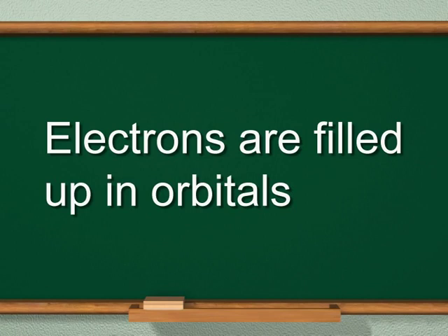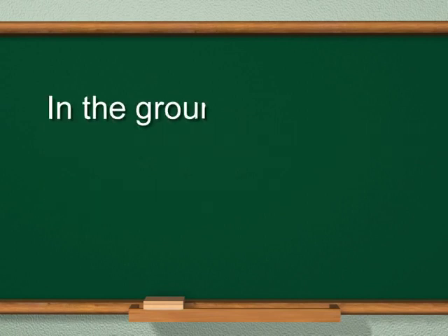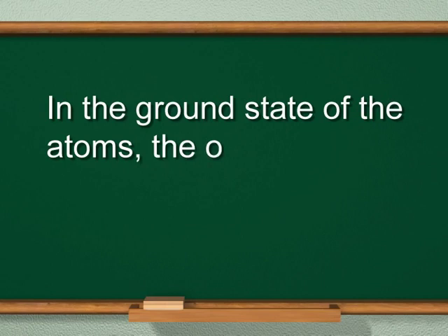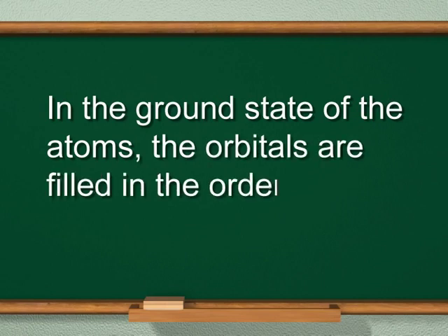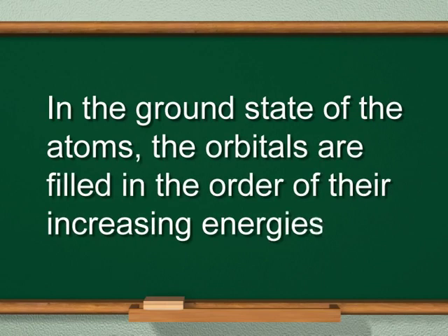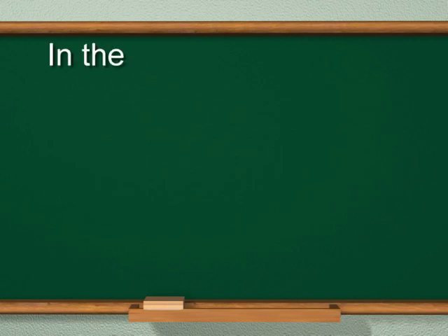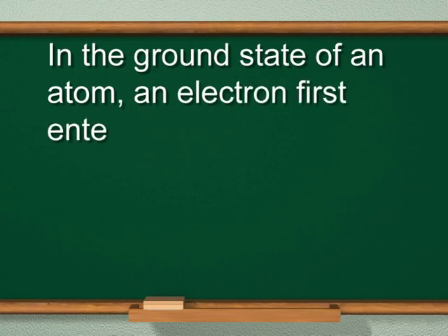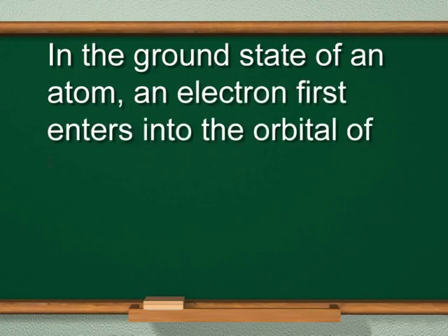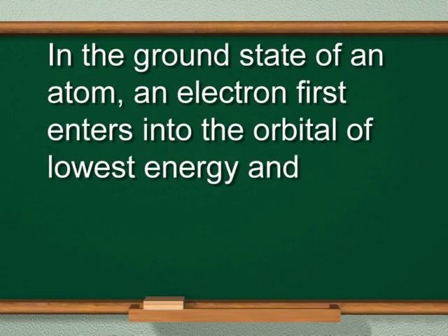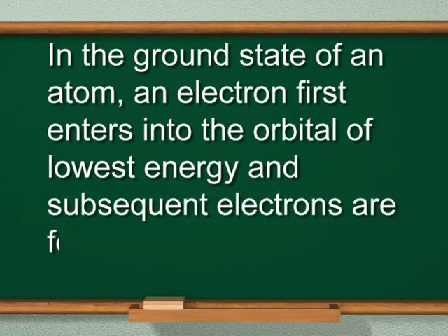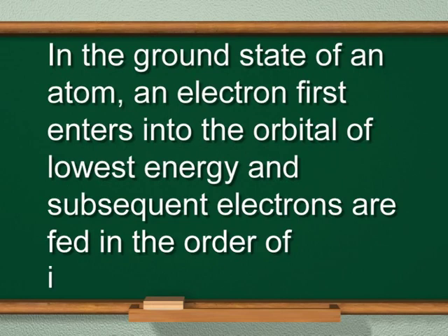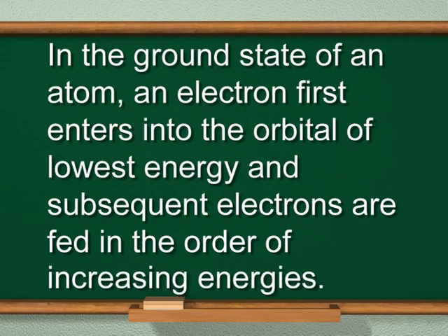Aufbau's principle states that in the ground state of the atoms, the orbitals are filled in the order of their increasing energies. In other words, in the ground state of an atom, an electron first enters the orbital of lowest energy and subsequent electrons are fed in the order of increasing energies.